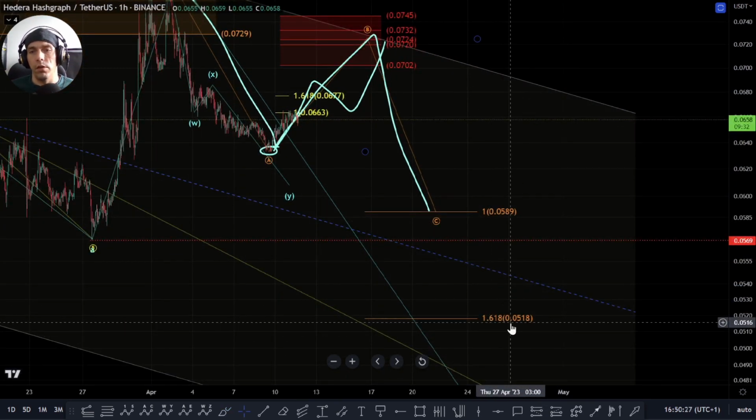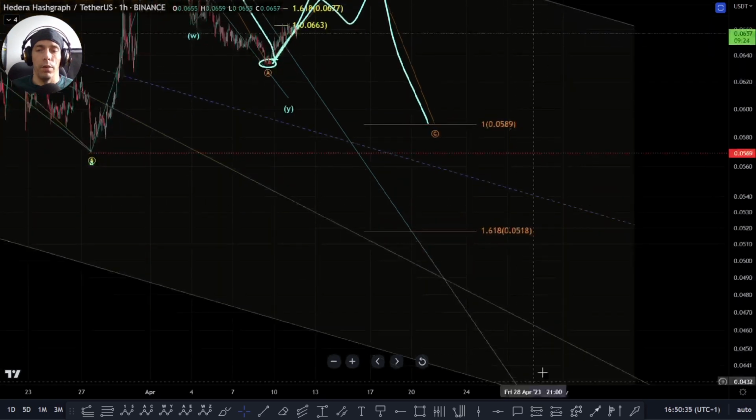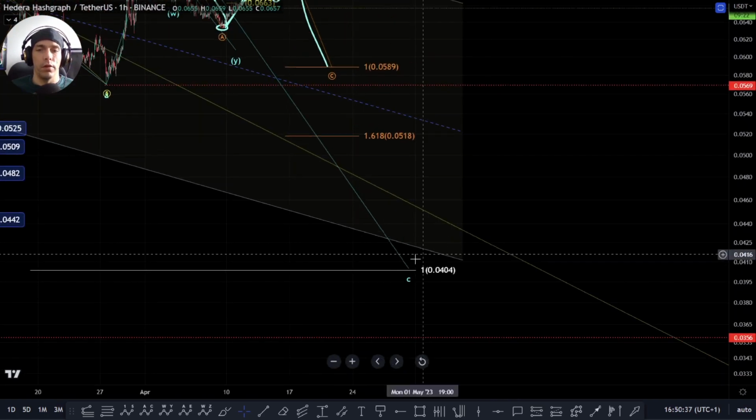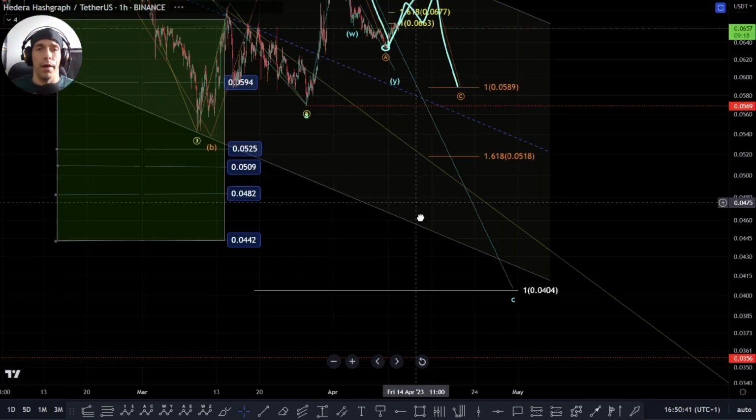Or if we start to break down deeper towards this 0.518 area, potentially this could then become a 1 and a 2, 3, and then a 4 and a 5, which could actually look to bring us down towards this lower range of this 0.404 region.